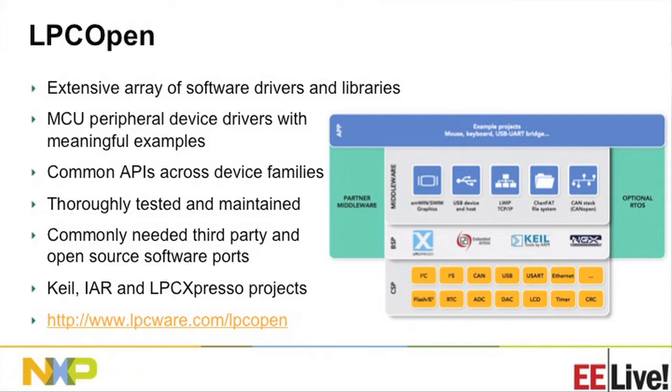The other aspect of LPCOpen is the support that it provides for those commonly needed third-party pieces of IP. So this is things like graphics libraries. We provide a version of Segger's emWin as part of LPCOpen. So you've actually got a version of emWin suitable for use on NXP's parts that have got LCD drivers, for example. And we've also got ports of open source software, so things like FreeRTOS, the open source operating system used by many people, FAT file systems, and so on.